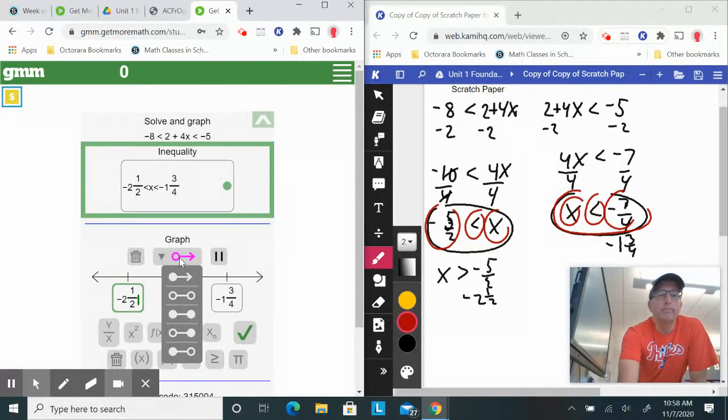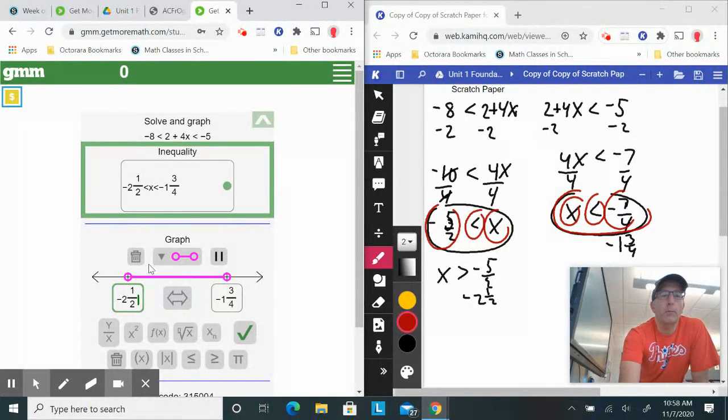So I go to my menu, and I'm looking for this bar right here. It has two empty circles, because I know I'm not including those endpoints, and everything in between, because it has to be greater than this one, but less than this one.